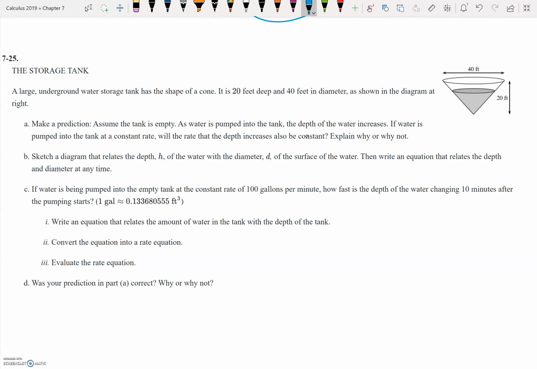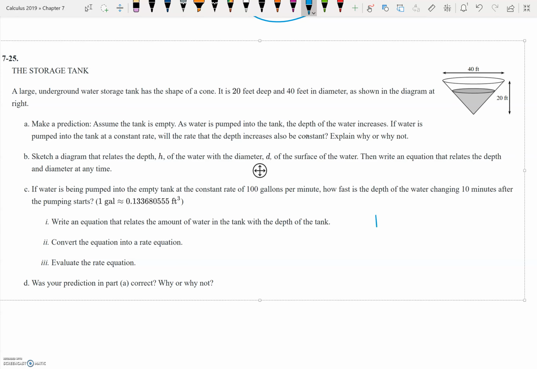No, because it would take more water to fill up out here than there would be down here. So it is not going to be a constant rate. It's filling up at a constant rate. However, the height is going to be filling up at a slower rate. So let's go ahead and talk about what's going on.